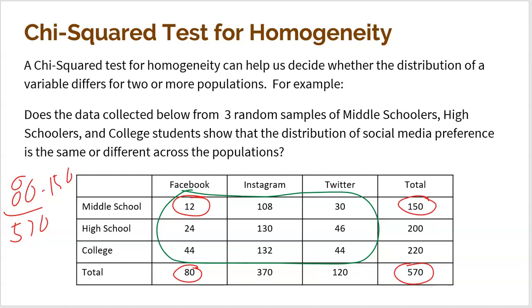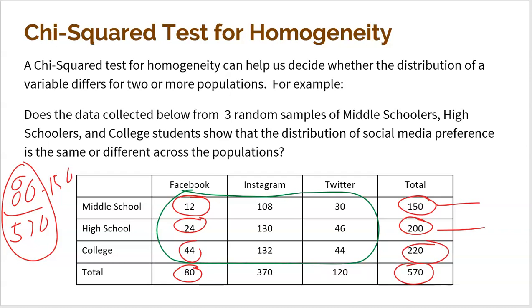That's that 14%. So then when we move on to high schoolers, we should see, again, 80 out of 570, about 14% of the 200. So that's going to be 80 times 200 divided by 570. So this part right here is the 14% of people that use Facebook. And if it's truly the same across the populations, when I take that 14% and times it by 150, times it by 200, times it by 220, I will get what I expected in each of those values.